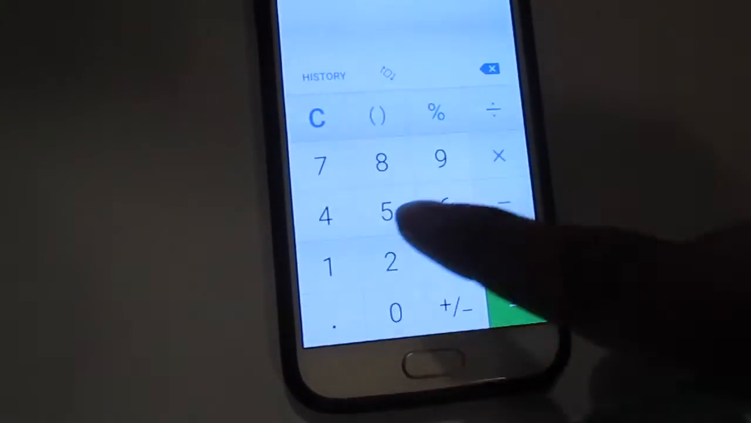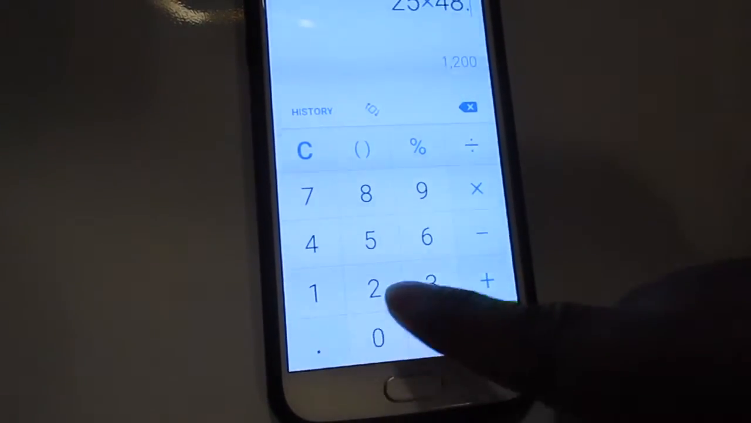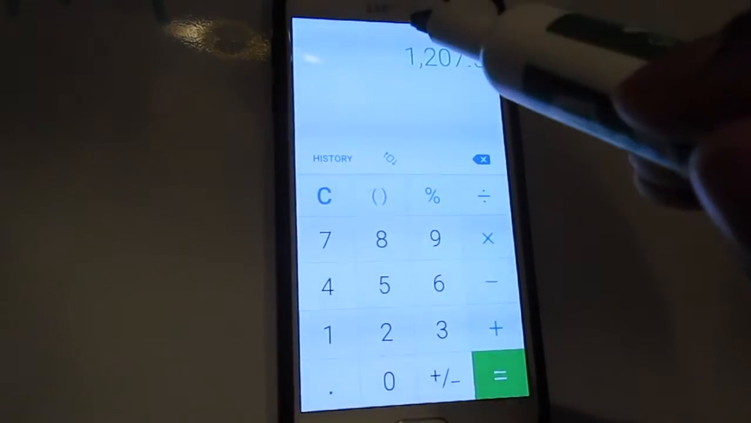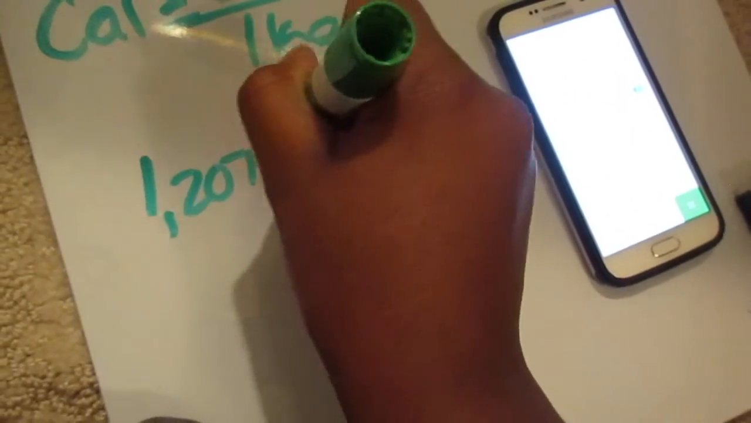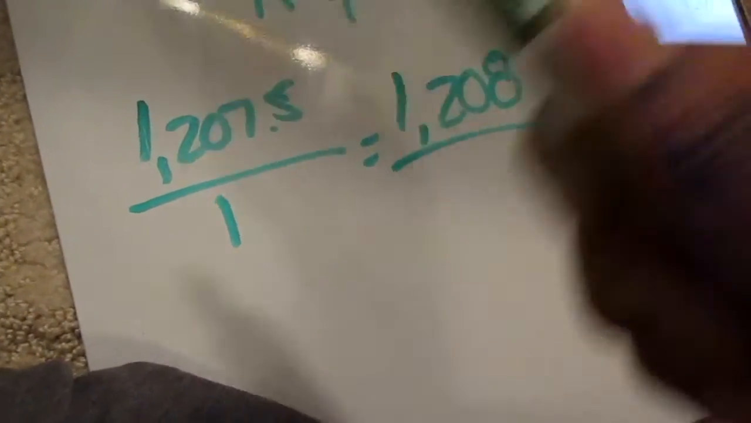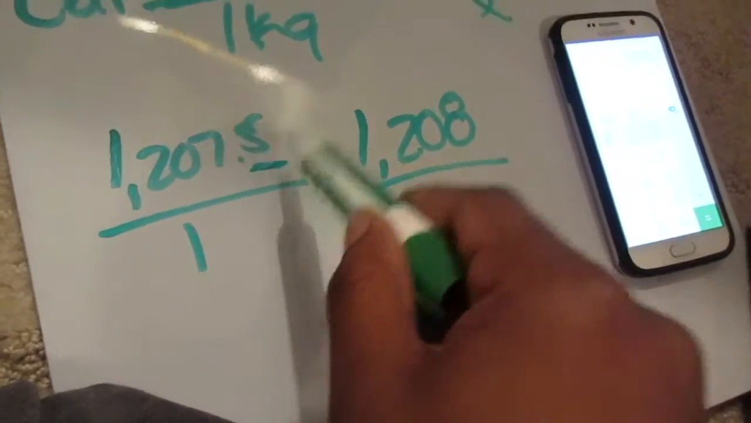So we know that 25 times 48.3 equals 1,207.5. So 1,207.5 over 1, and you got to round to the nearest whole number, remember that. So then it's 1,208. Because this 5, I don't know if you guys heard of this saying, but 5 or above, give it a shove. 4 or below, let it go. So if this is 5, this makes this 8. There you go. And that's your answer.